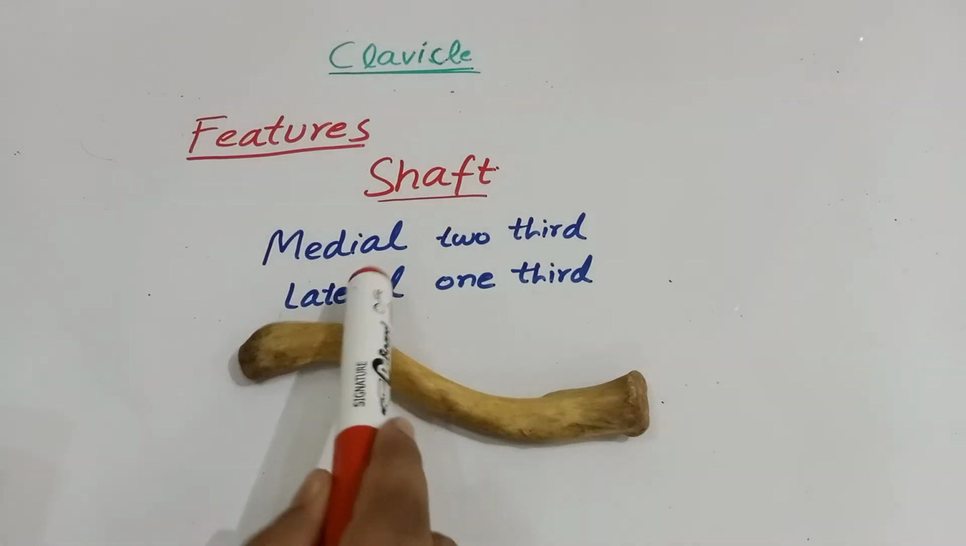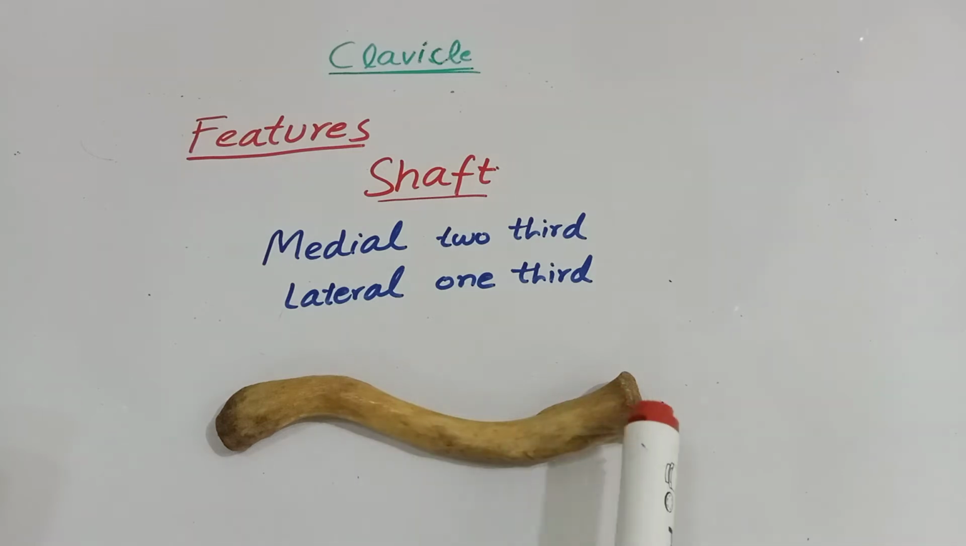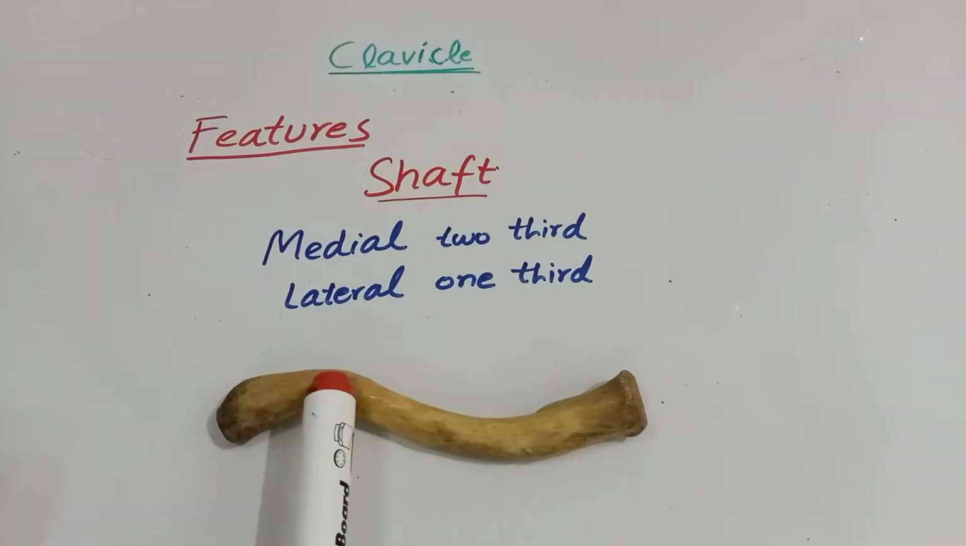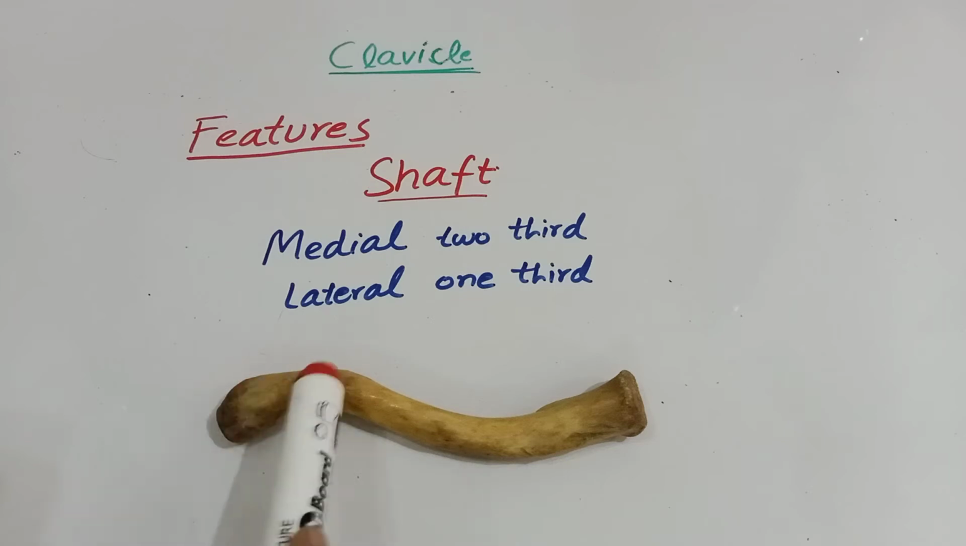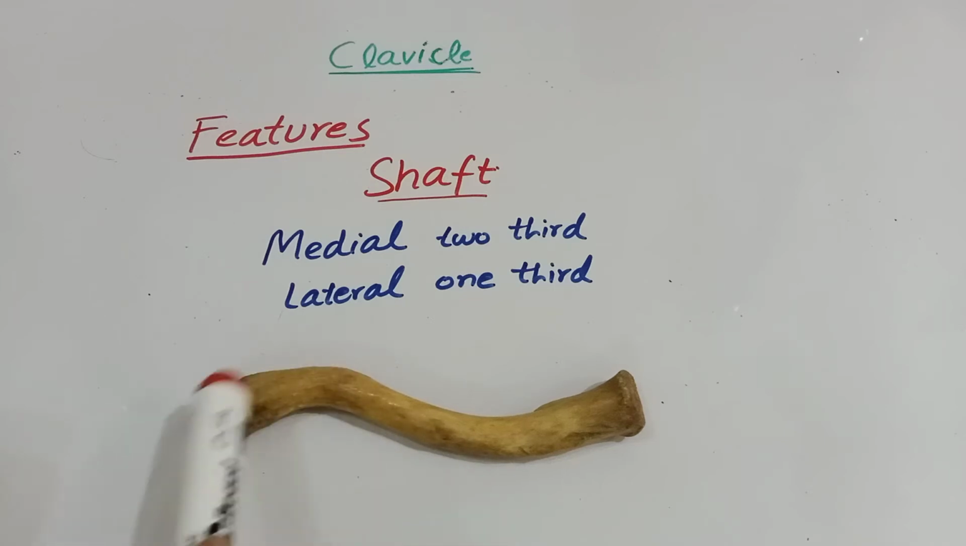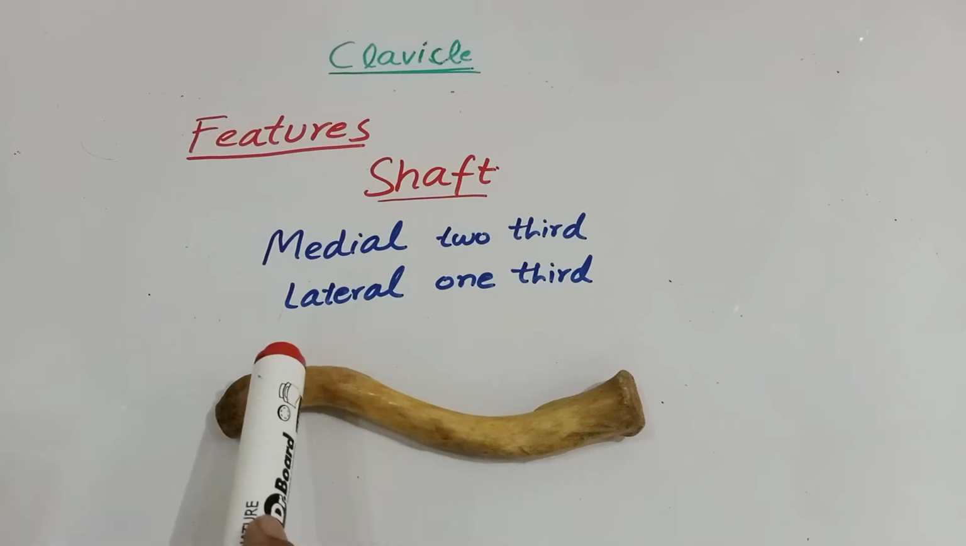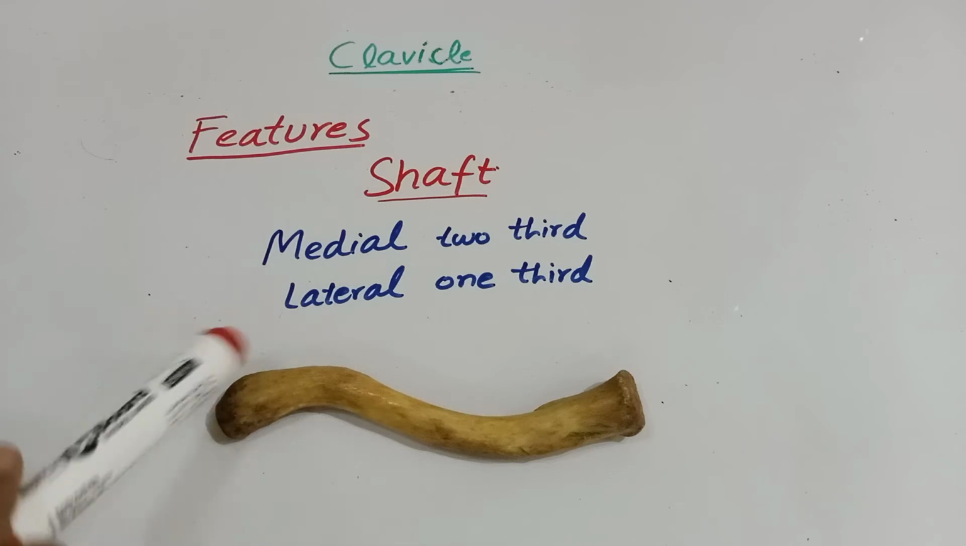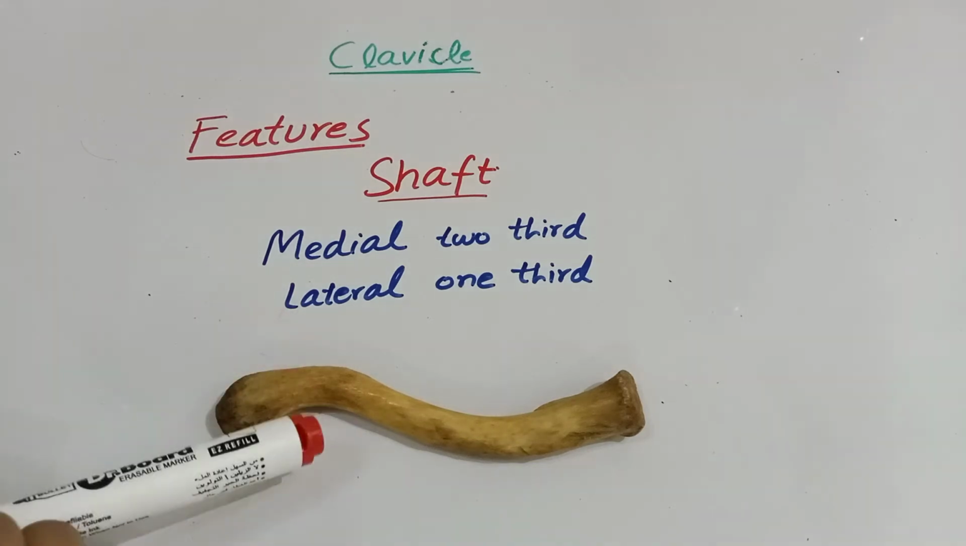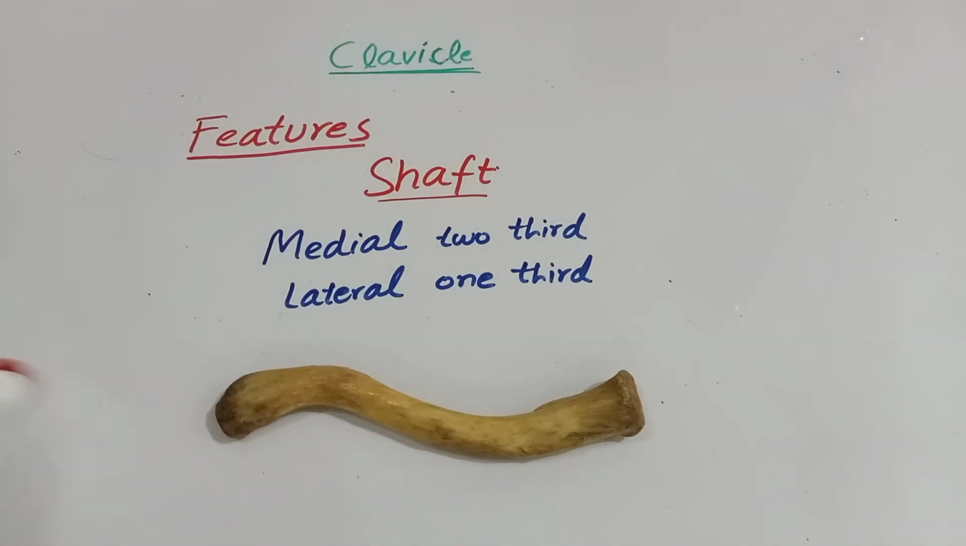The shaft is divided into medial 2/3 and lateral 1/3 part. First of all we will discuss the lateral 1/3. The lateral 1/3 has two borders, the anterior border and the posterior border, and two surfaces, the superior surface and inferior surface. The lateral 1/3 is flattened from above downward.